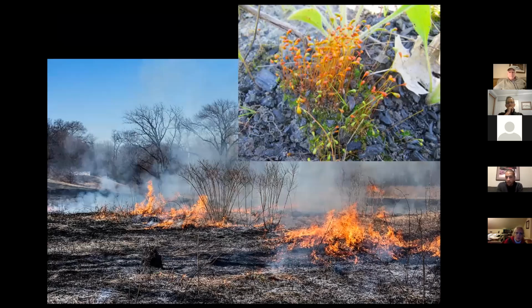Even when you burn it, prescribed burns are a very common and effective tool for management of grasslands. And just like higher plants, some mosses do take advantage of burns. So after a burn, you'll find plenty of quick growing mosses colonizing the burn scars.